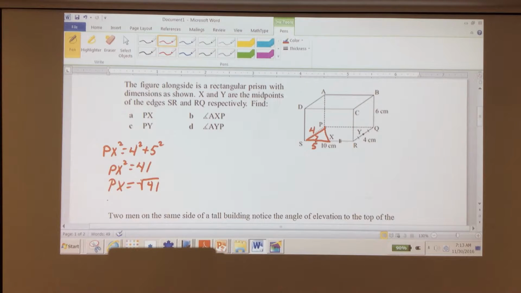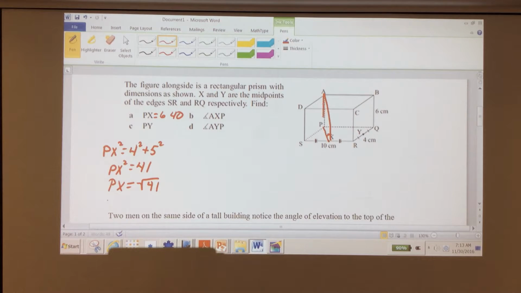I'm just going to leave it like that for now. Oh, I guess I can go ahead and punch it in and see what the decimal equivalent is. And that is 6.40, 3 sig figs. Okay, next, angle AXP. Let me get some of this stuff out of here so you can see that angle a little bit better. A to X to P, which is that angle.